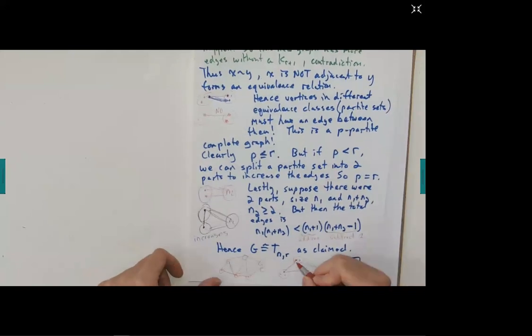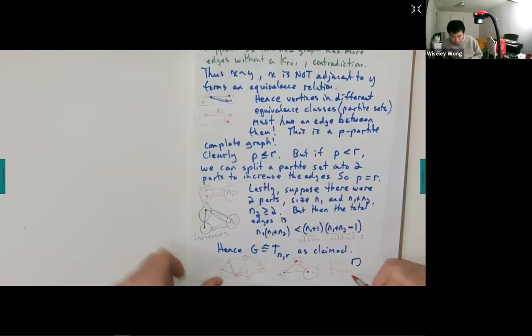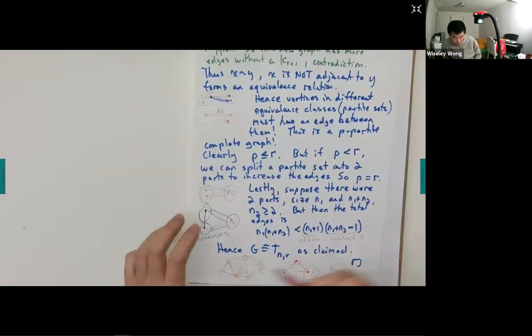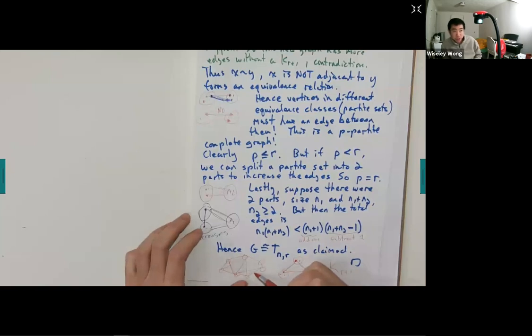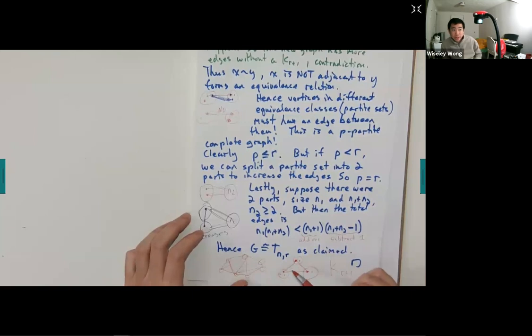So you're saying we need to avoid a K_{r+1}? Correct. I'm saying that if you had r plus 1 parts in the partite graph, then I can just choose one vertex in each of the r plus 1 parts. Being complete, it joins to everything else. So that is a K_{r+1}.